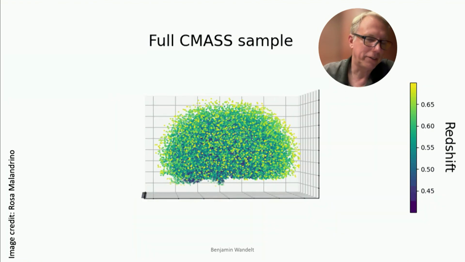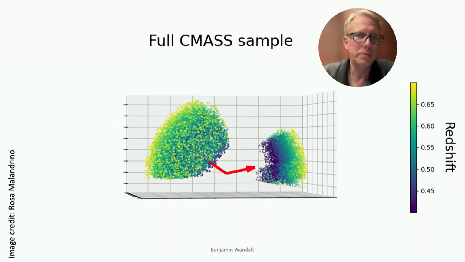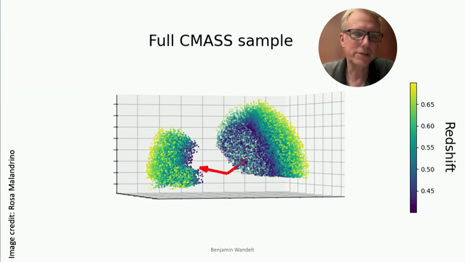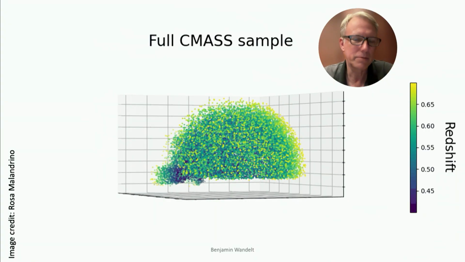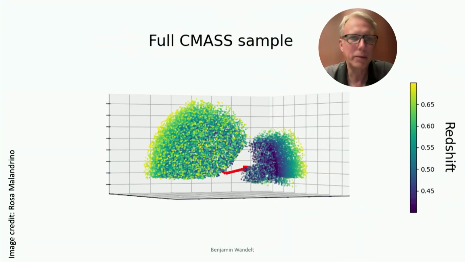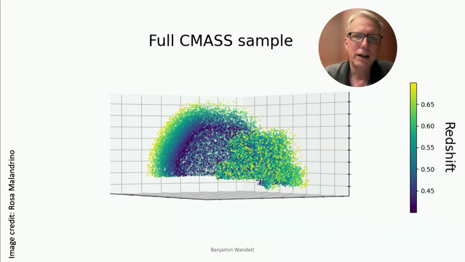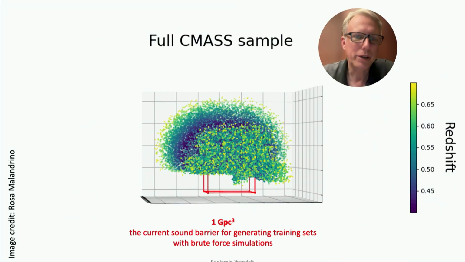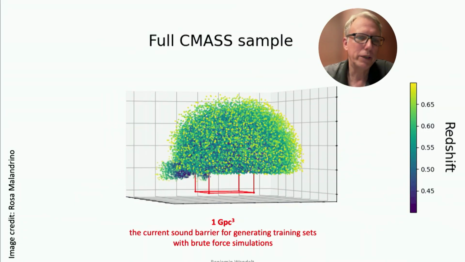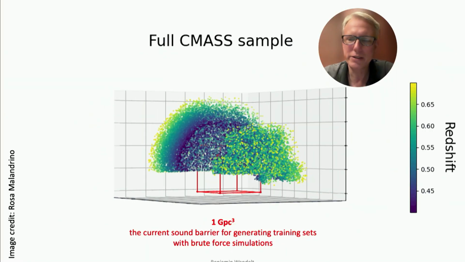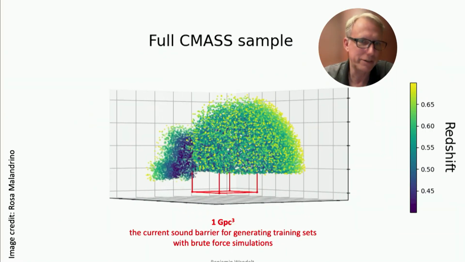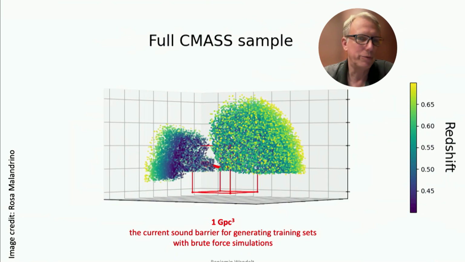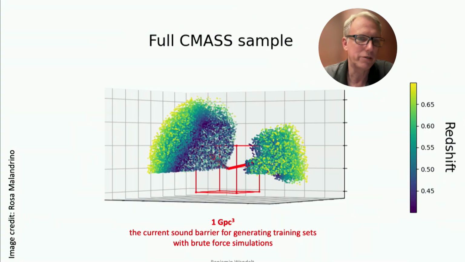a classic data set. It's no longer really state-of-the-art, but even that data set presents a great deal of challenges. So this is the Sloan CMASS sample, 2 parts of it. The smaller part is the South Galactic Cap, and the larger one, the North Galactic Cap. We are sitting there where the 2 arrows originate, looking out. And I'm drawing in a 1 gigaparsec cubed box, which is about the size of simulation that we can run thousands and thousands of times, even 10,000 times. But really, brute force simulations don't really scale much beyond that.